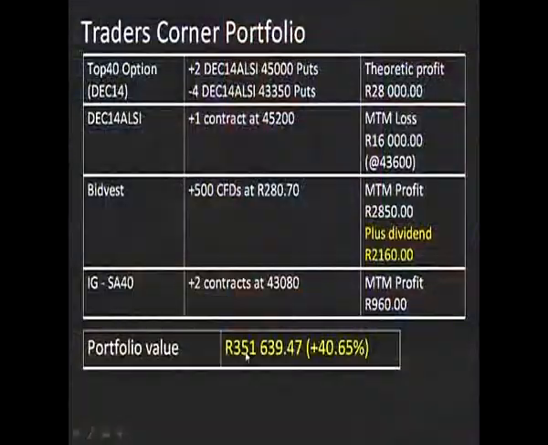Garth, we've probably got 20 seconds to wrap up. All right, so quickly then, let's have a look. Our portfolio, 351,000 Rand. It's up 40% for the year to date. Not too much different from last year. Yeah. You can see the trades that we've got open there.